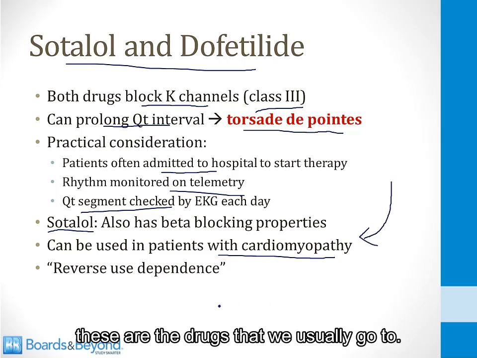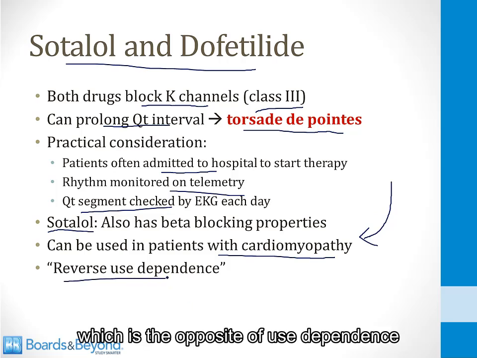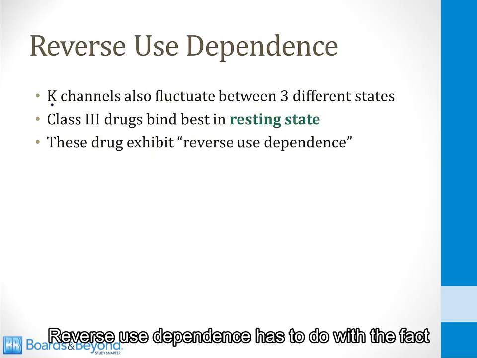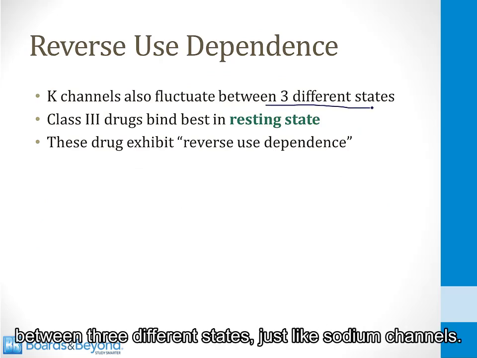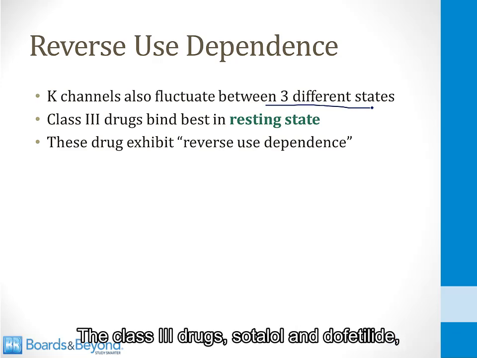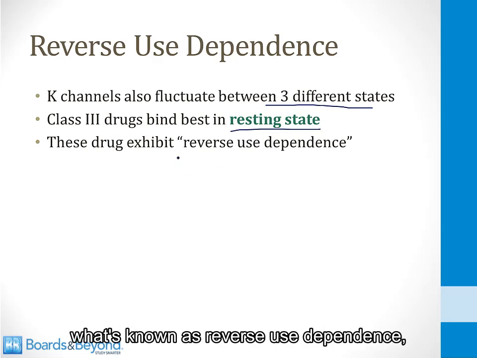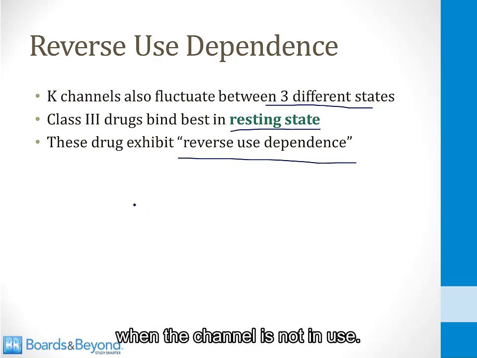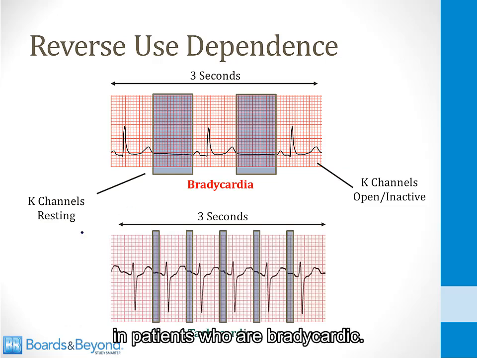usually go to. And both of these drugs carry a unique feature called reverse use dependence, which is the opposite of use dependence that we talked about before. Reverse use dependence has to do with the fact that potassium channels also fluctuate between 3 different states, just like sodium channels. The class 3 drugs, sotalol and dofetilide, bind best in the resting state. Therefore, these drugs exhibit what's known as reverse use dependence, meaning they exert their greatest effects when the channel is not in use. This means that these drugs have more effect in patients who are bradycardic.